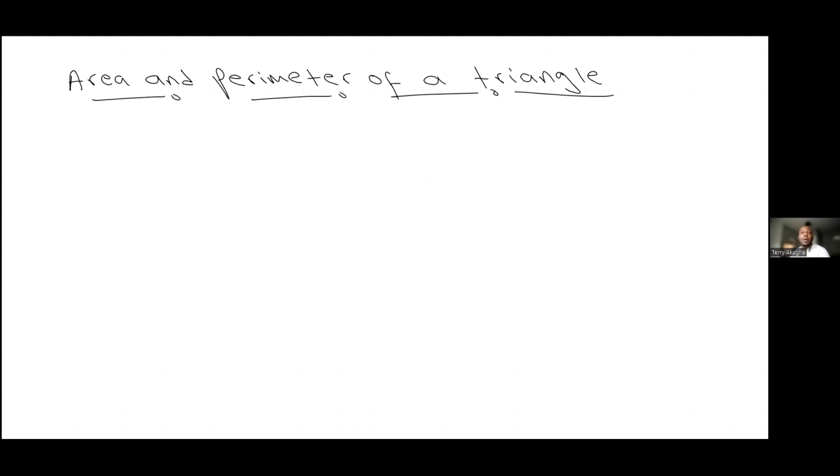So we'll be talking about area and perimeter of a triangle. How do we find the area and how do you find the perimeter of a triangle? I'm going to talk about two of them. I'm going to first start with finding the perimeter of a triangle. Then I'm going to talk about how do we find the area of a triangle, okay?